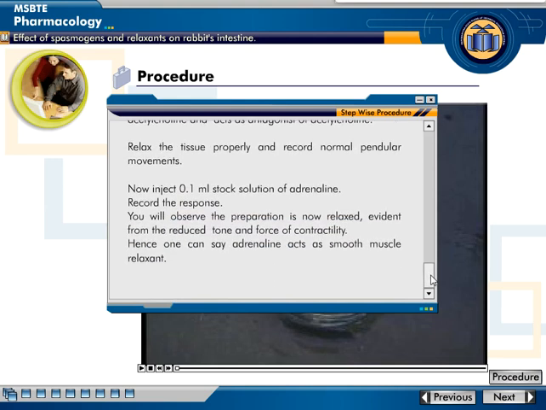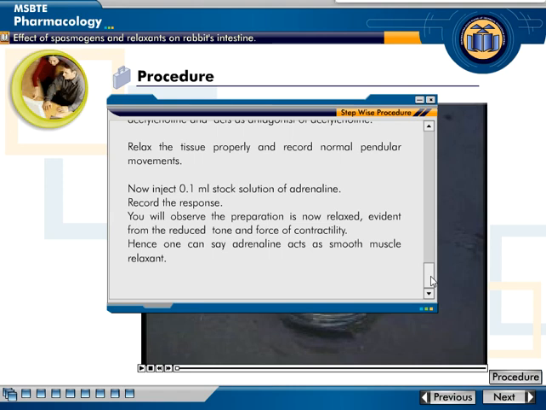Now relax the tissue properly and again record normal pendular movements. After that, inject 0.1 ml stock solution of adrenaline and record the response. You will observe the preparation is now relaxed, evident from the reduced tone and force of contractility. Hence, we can say that adrenaline acts as a smooth muscle relaxant.